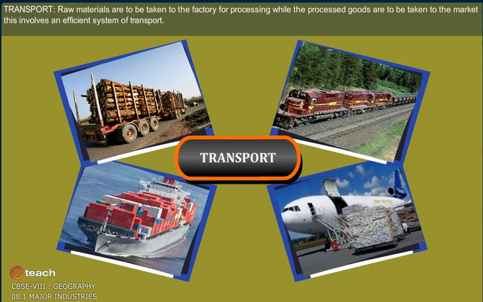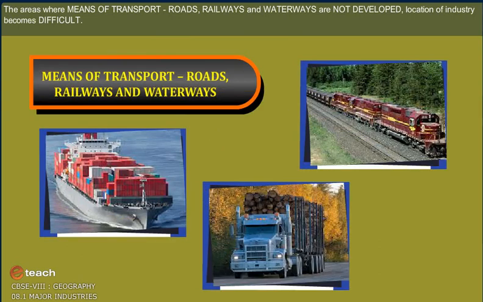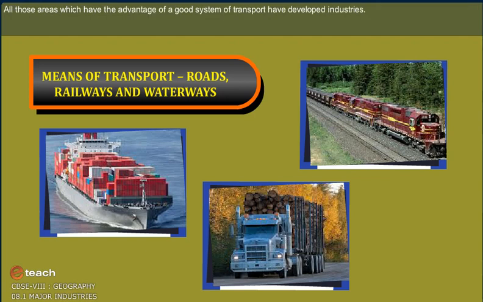Transport. Raw materials are to be taken to the factory for processing, while the processed goods are to be taken to the market. This involves an efficient system of transport. In areas where means of transport, roads, railways, and waterways are not developed, location of industry becomes difficult. All those areas which have the advantage of a good system of transport have developed industries.